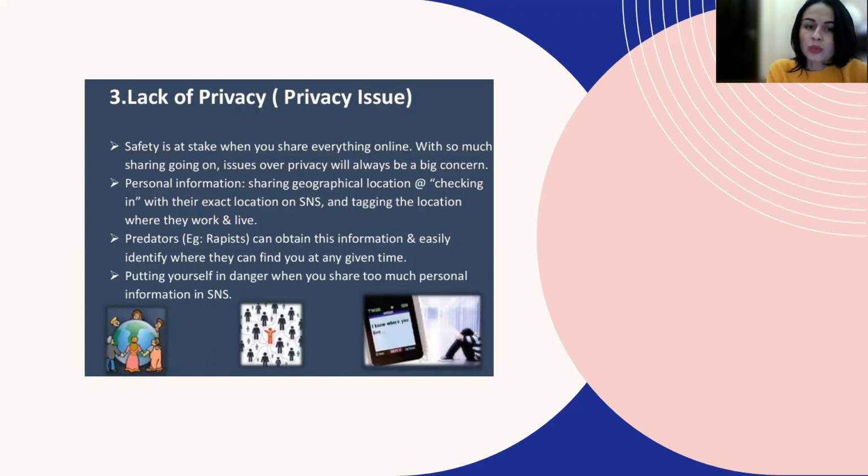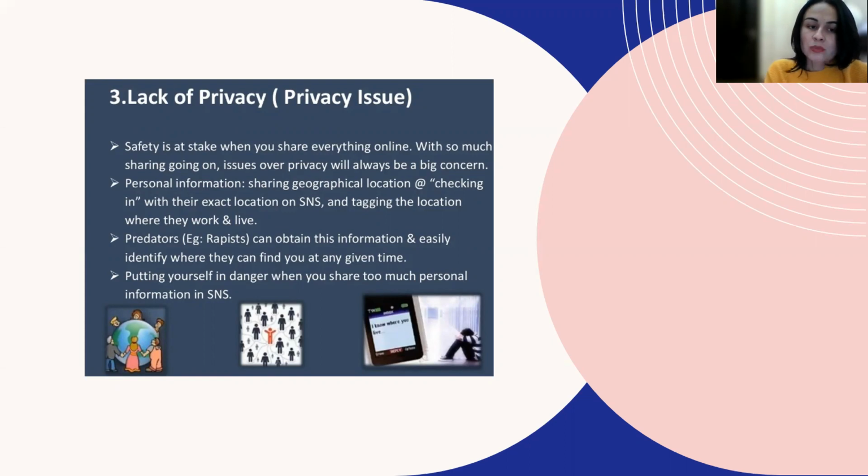For example, if you share personal information, just like we talked, the places you visit, geographical location, checking in with exact locations from your phones, tagging locations where you work, where you live, where you relax, you can pose real life threats to yourself. There is statistical evidence of kidnappers following the parents' websites to see what places they visit with their kids. That's just one side of the issue.